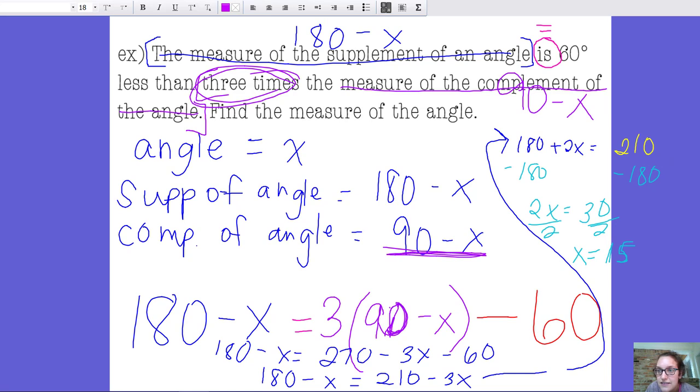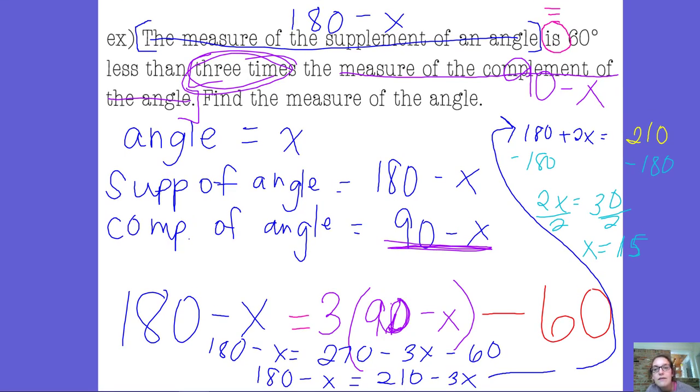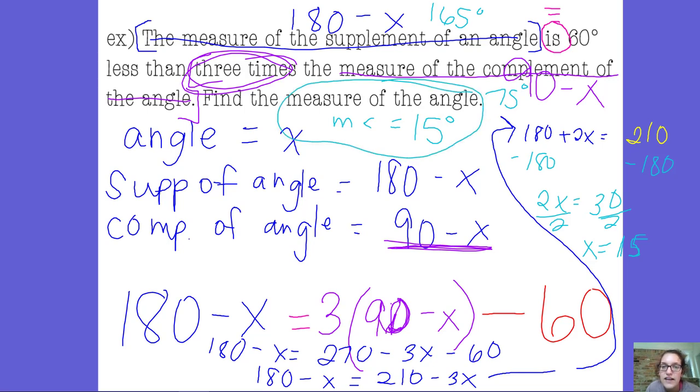which means its supplement would be 180 minus 15, so its supplement's 165, and the complement would be 75 degrees. So we can actually go plug all of that back in, the measure of the supplement, 165, is 60 less than 3 times the measure of the complement. So in my calculator, just to check it, I'm going to do 3 times the measure of the complement, which is 3 times 75. And then to subtract 60 from that, and I get 165, the supplement. So our angle, the measure of the angle is 15 degrees.